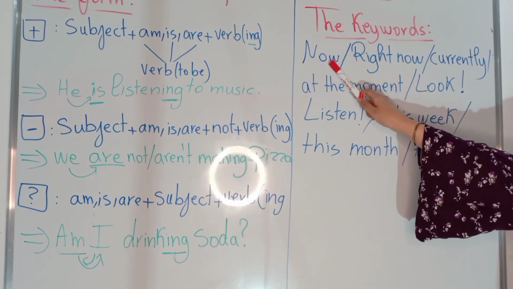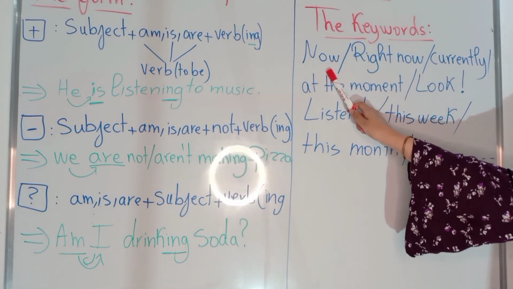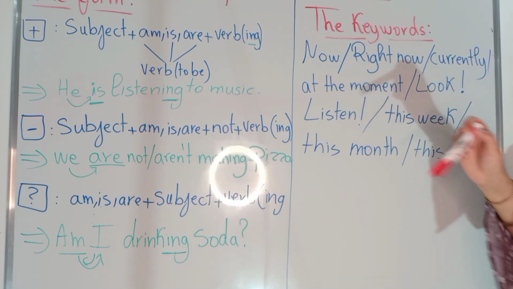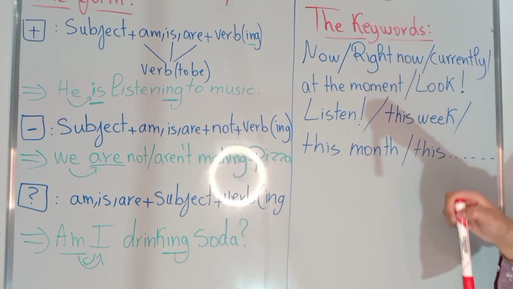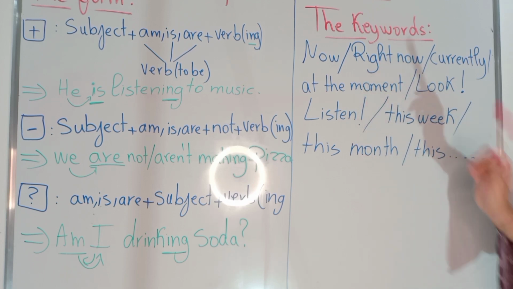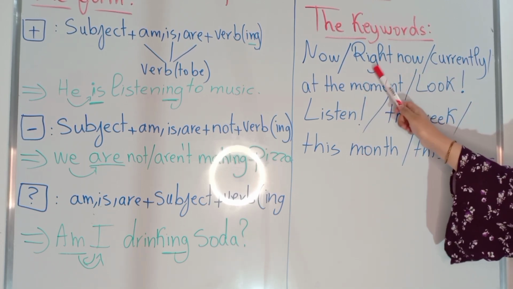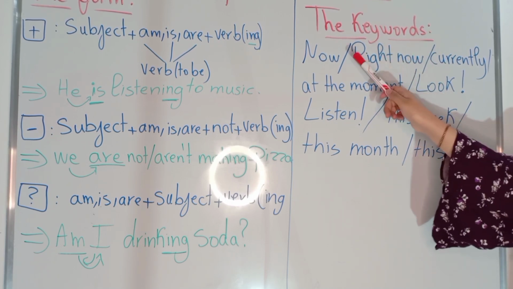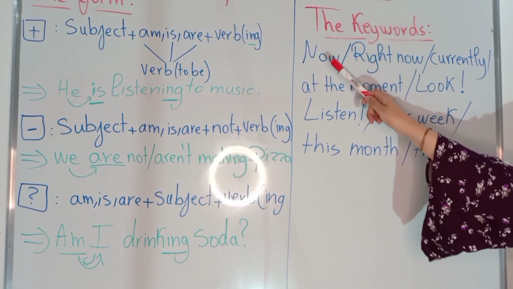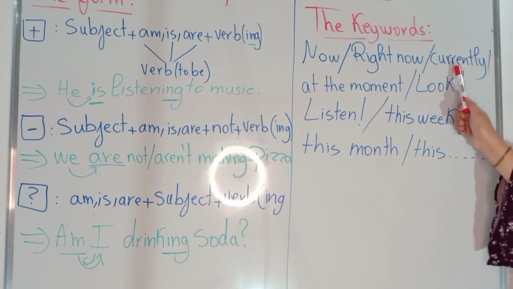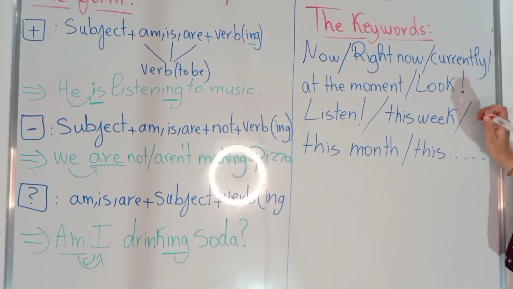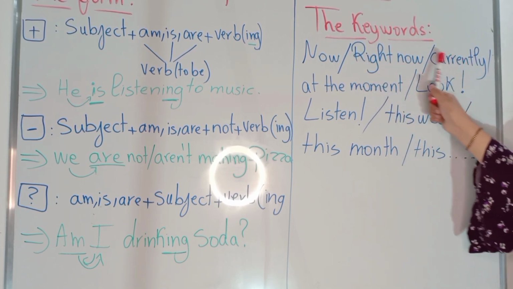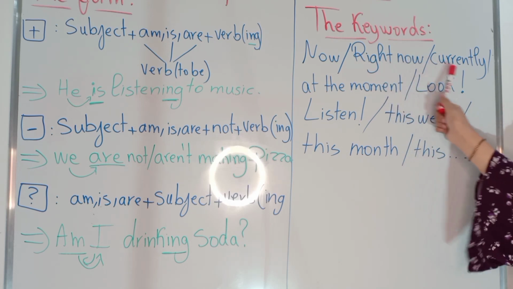Let's start with the first one, which is now. Now, okay? What are you doing now? I'm cooking something now. I'm cooking something. Right now. Basically, they are the same. Now, right now. Also, we have currently. Currently, okay? These are almost the same.